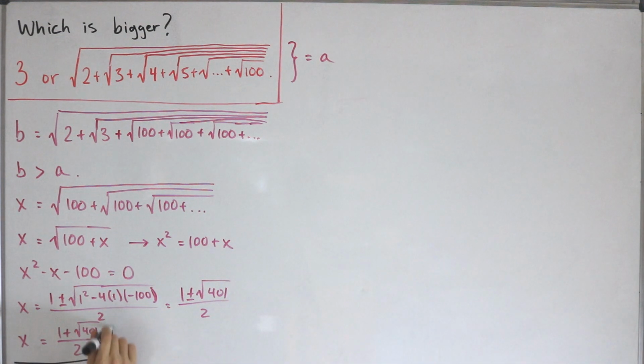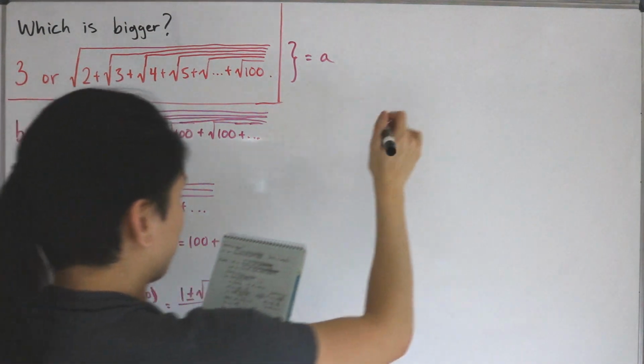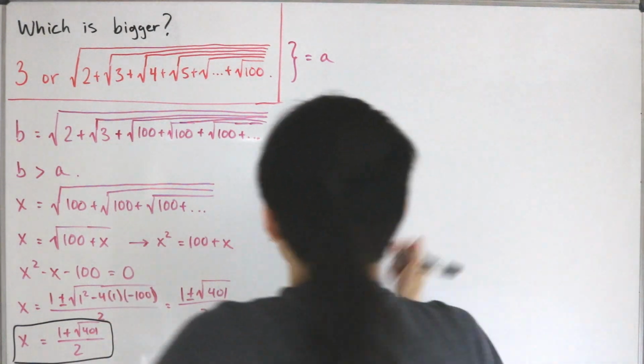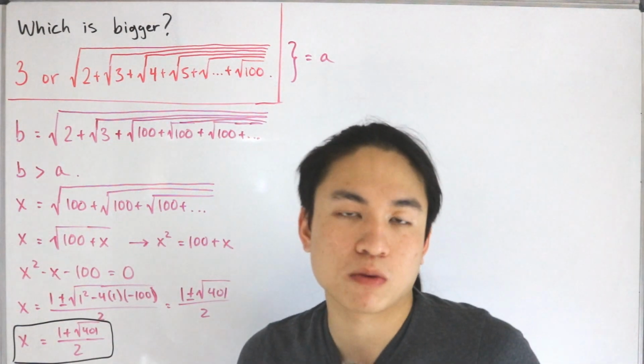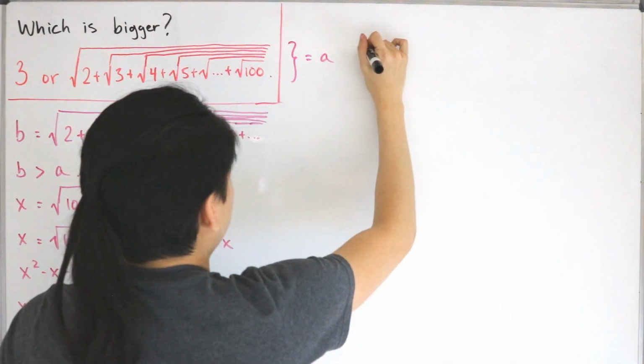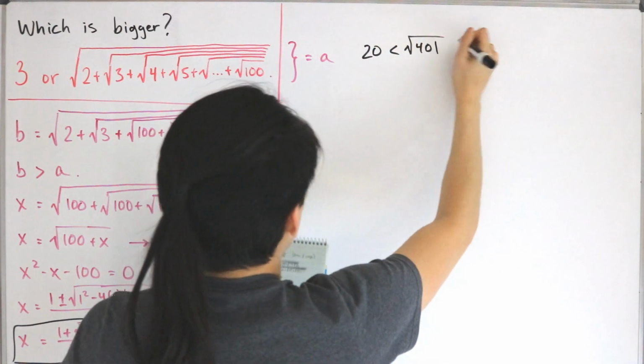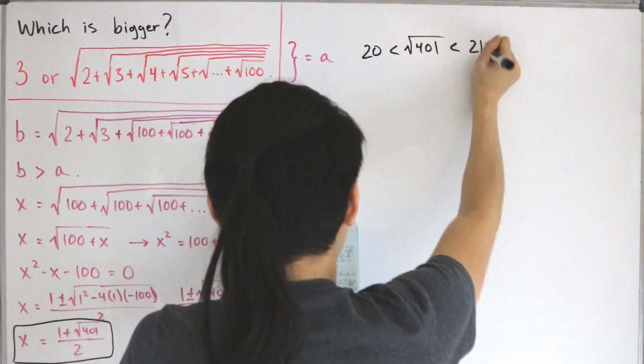Okay, with that in mind, let me box this for our x. And of course, we can make a little bit of a comparison focusing on the square root of 401. We know that the square root of 400 is equal to 20, and since we have the square root of 401, we can say that 20 is strictly less than the square root of 401, which is strictly less than 21.